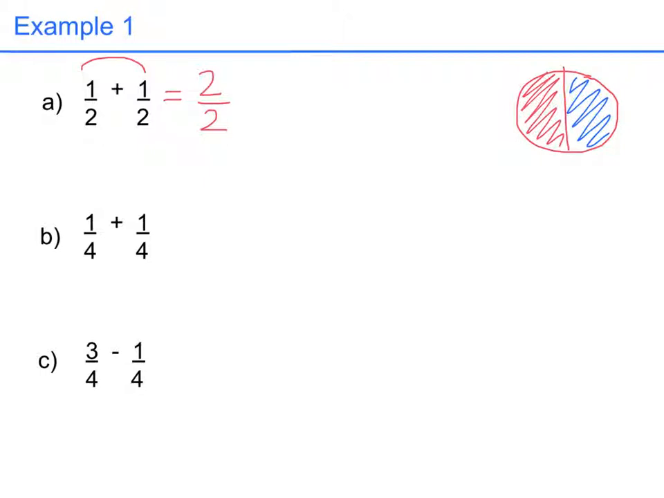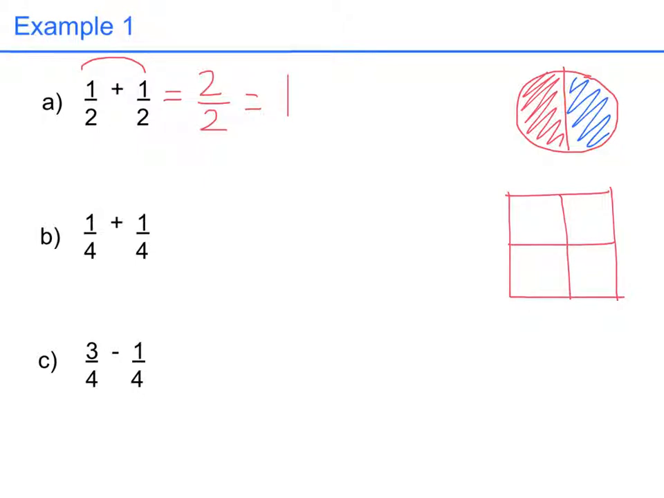Step 3 said simplify my answer fully. We know that 2 over 2 means 2 divided by 2. 2 divided by 2 gives me an answer of 1, or 1 whole, which is what we were expecting to get. And so by following our 3 steps, we obtain the correct answer. Let's now apply this to the remaining questions in our example set.